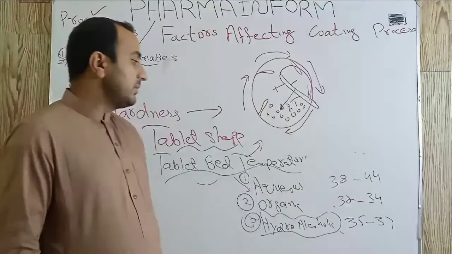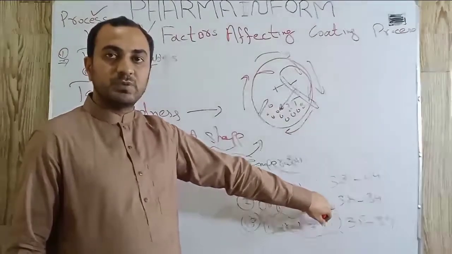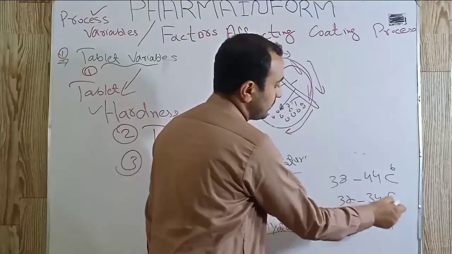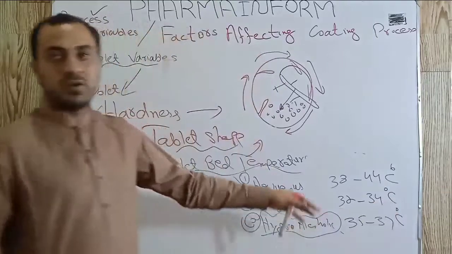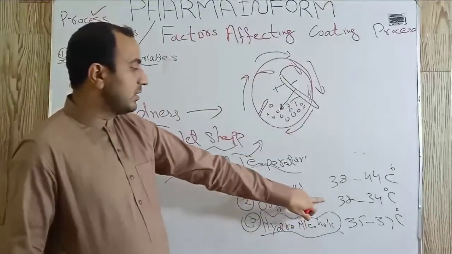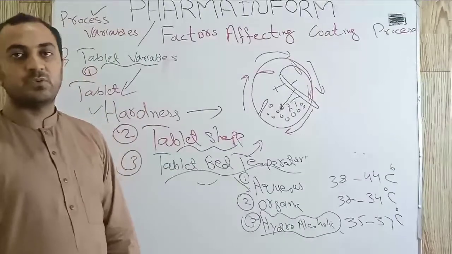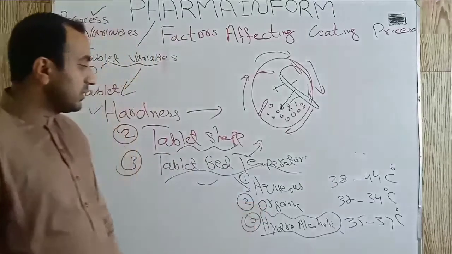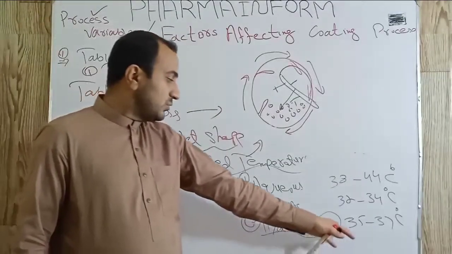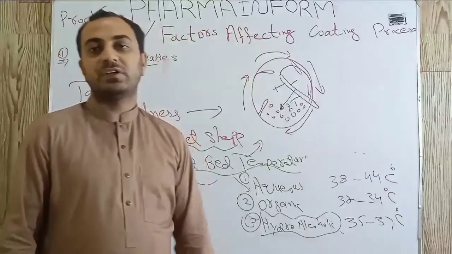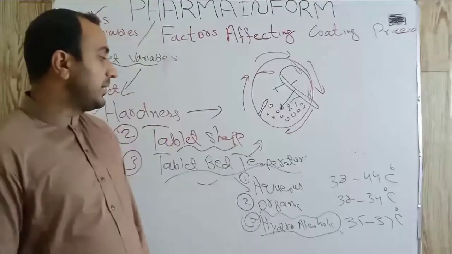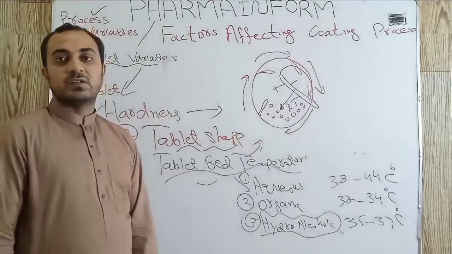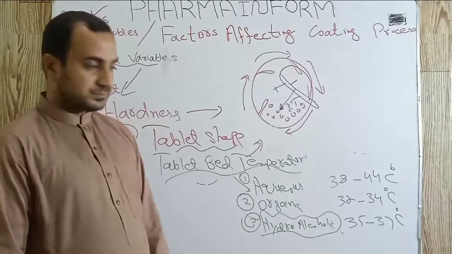For organic coating, the tablet bed temperature should be between 32 to 34 degrees centigrade. The range of temperature is low because water requires more heat for evaporation, but organic solvents require less heat for evaporation. So we use 32 to 34 degrees centigrade for the organic coating suspension. For hydroalcoholic coating, we use 35 to 37 degrees centigrade for the tablet bed. Hope you can easily understand the concept of tablet bed temperature.